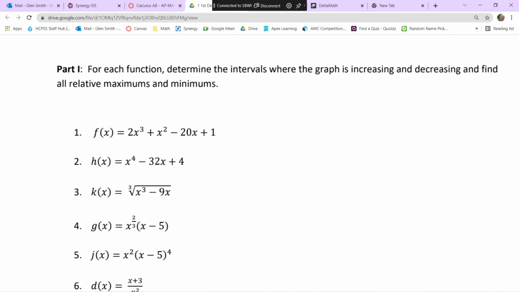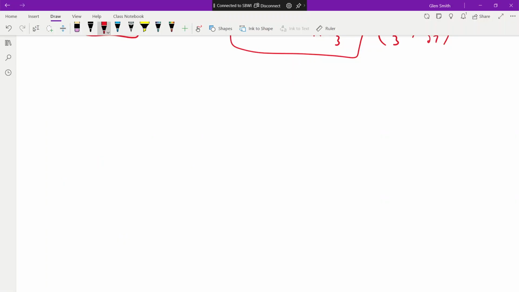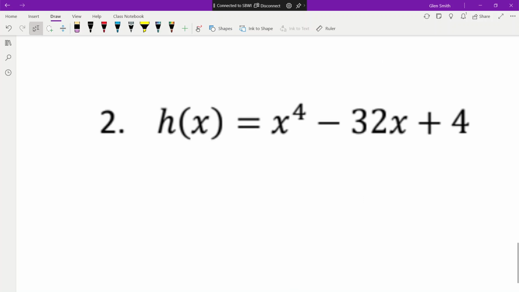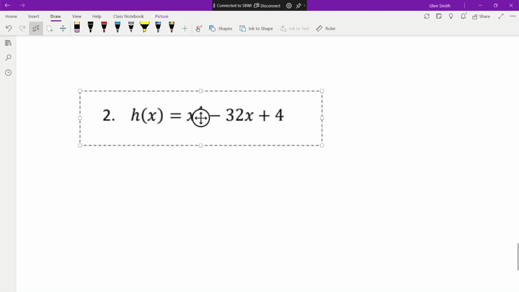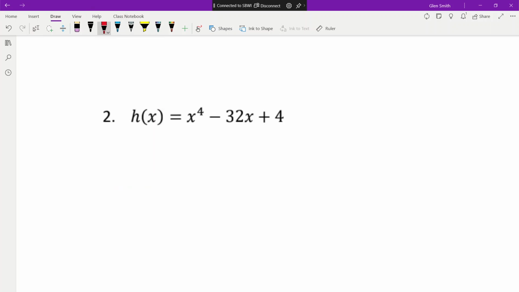Let's try number 2. Okay. Same thing, we want increasing, decreasing, all that good stuff. And that's what the derivative number line tells us. So we find the derivative and make a number line. So h prime of x is 4x cubed minus 32. I need to know where is that 0.